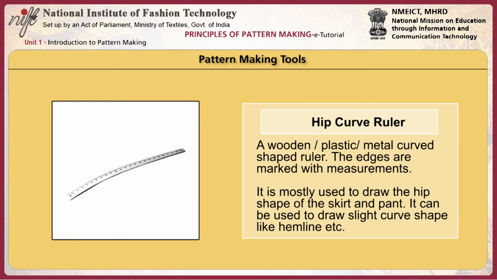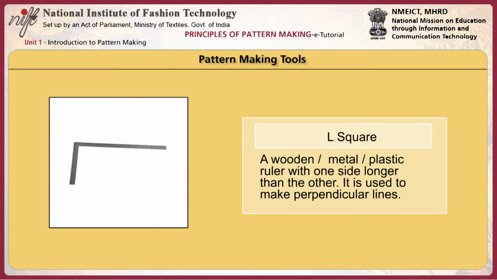The hip curve ruler is a wooden, plastic or metal curved-shape ruler. The edges are marked with measurements. It is mostly used to draw the hip shape of the skirt and pant. It can be used to draw slight curve shapes like the hemline and armhole line, etc. The L square is a wooden, metal or plastic ruler with one side longer than the other. It is used to make perpendicular lines.